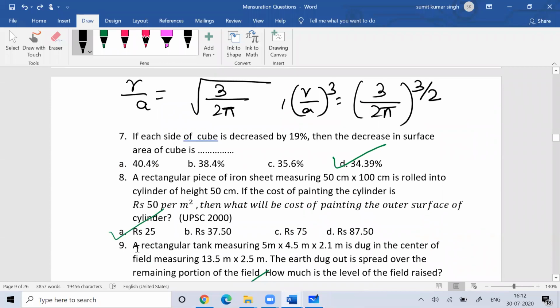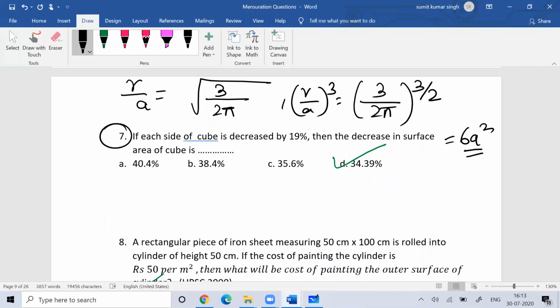Okay, now see the next question. If each side of a cube is decreased by 19%, then what is the decrease in the surface area of the cube? You know that the formula of surface area is 6a square. In this formula, the 6 is constant, but the a changes. You can directly apply the formula, or if you're good with the concept of percentage, you can directly apply the formula x percent plus y percent plus xy by 100%.